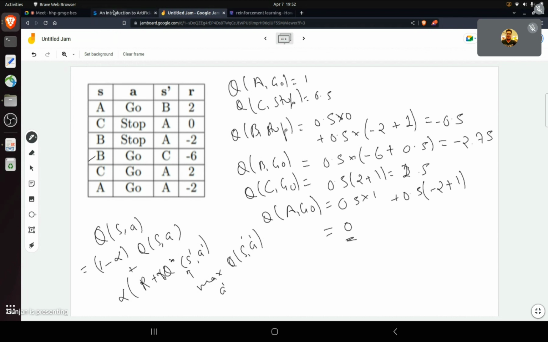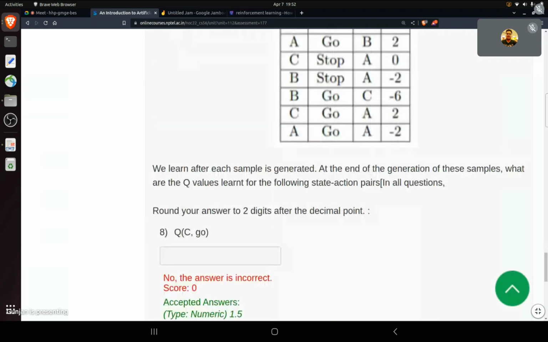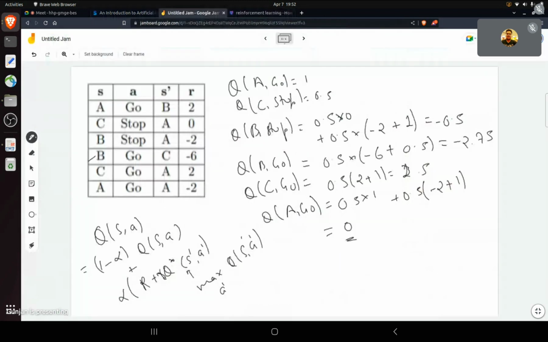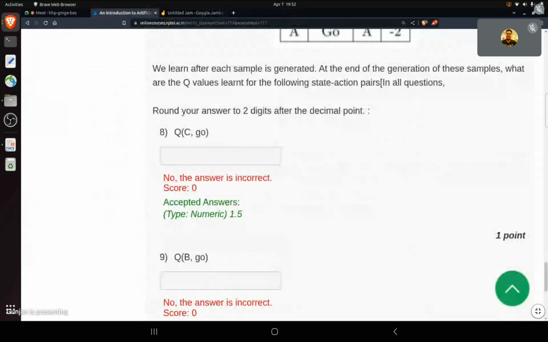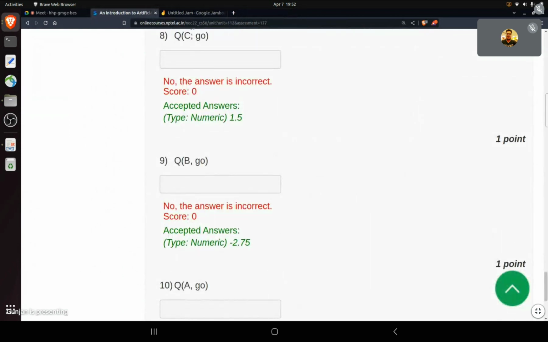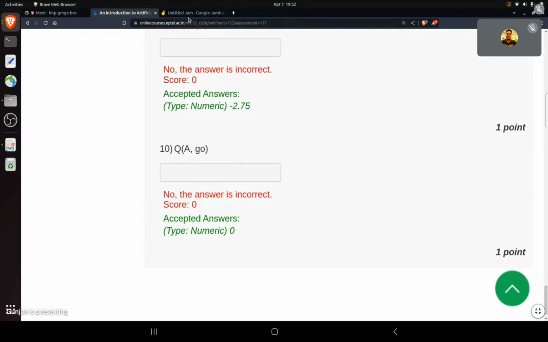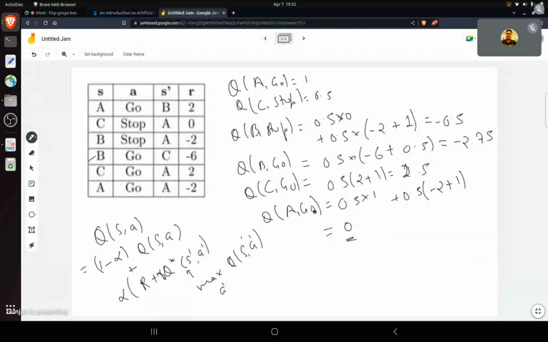So if we check all the values that we have got, what is the value of Q(C, go)? Yeah, you got it right. It is 1.5, right? Then Q(B, go), did we get that correct? It is minus 2.75, and Q(A, go) is 0. So yeah, this part is done.